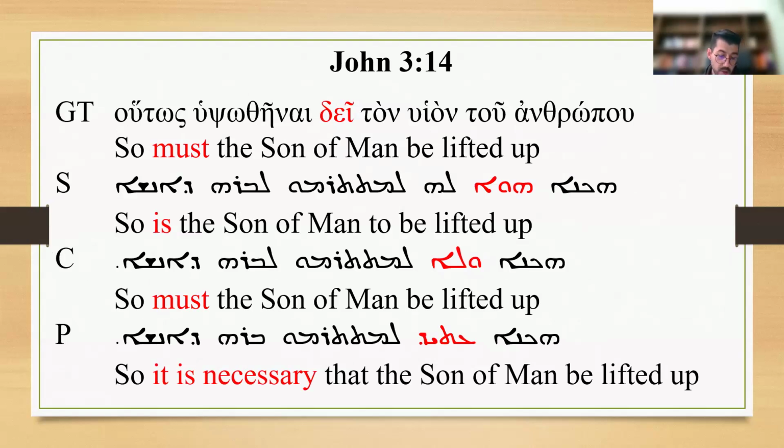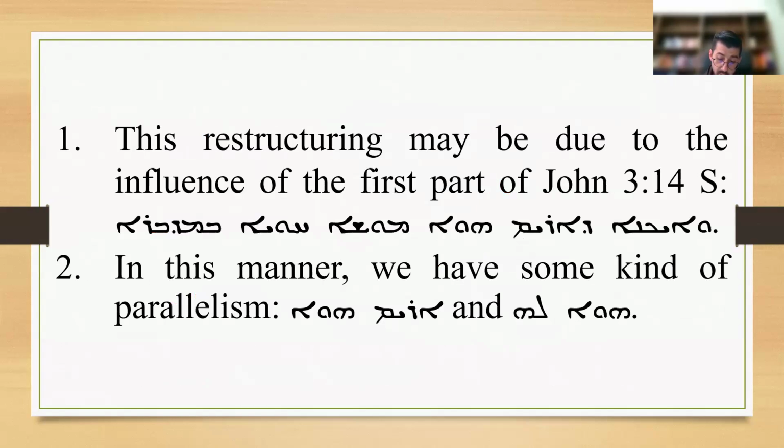According to Lyon, the translator of the Syriac Sinaiticus, I quote, had restructured rather than imitated the construction of the Greek, end of quote. This restructuring, considering Luzaraga's observations, may be due to the influence of the first part of John 3:14, Vaikana darim kvamushe chvaya bematbeha. In this manner, we have some kind of parallelism, arim chva and chvale.